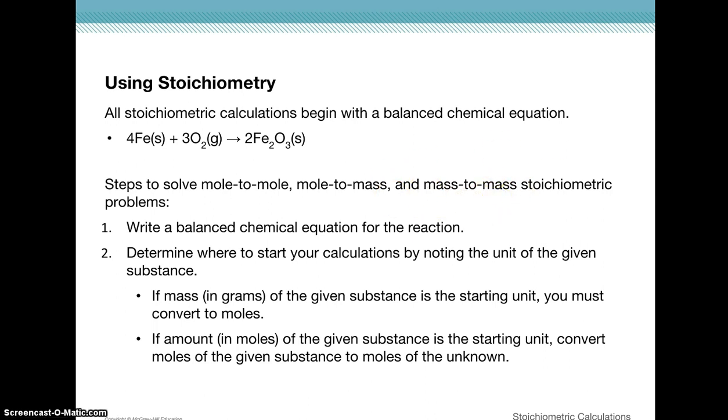So let's go through what our steps are to solve these problems. So again, number one, you always want to write a balanced chemical equation. Okay, and then number two, you want to determine where to start your calculation by noting the unit of the given substance. So we want to read the problem, figure out what we know, and those are the units that we're going to start with. So if we're starting with mass in grams, we have to convert it to moles. If we're starting with moles, then we want to go straight to our mole ratio. So it's going to depend on what we're given as to where we start.